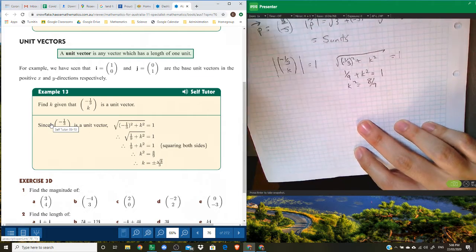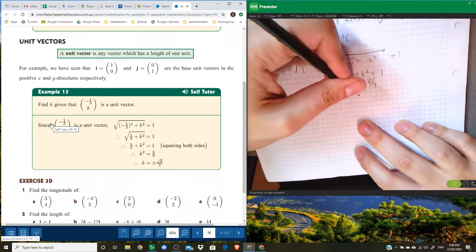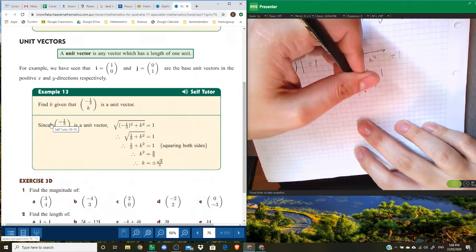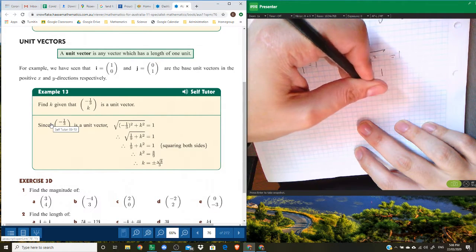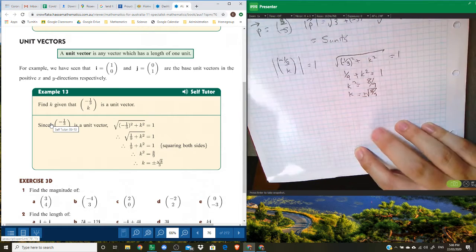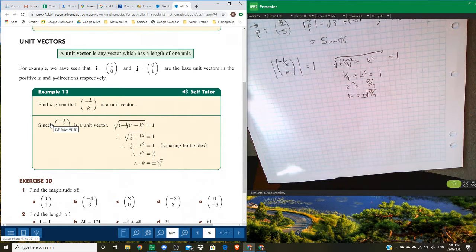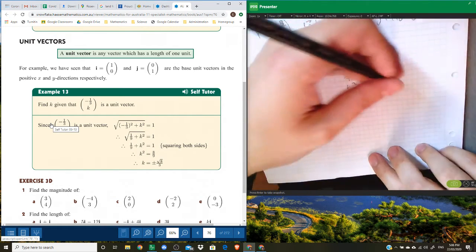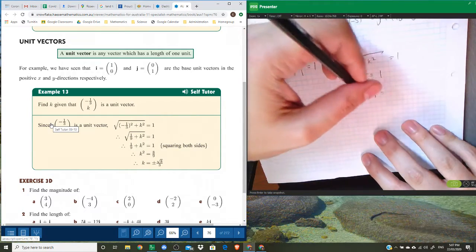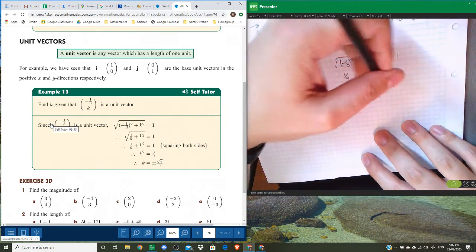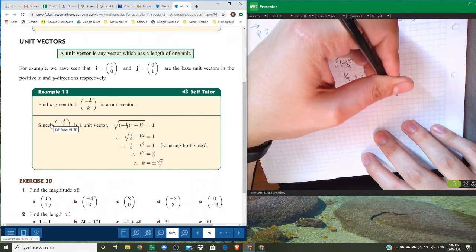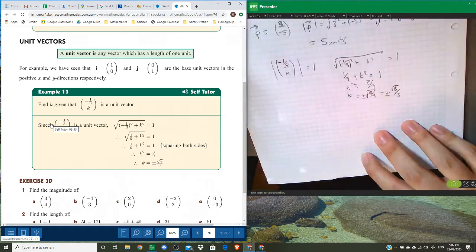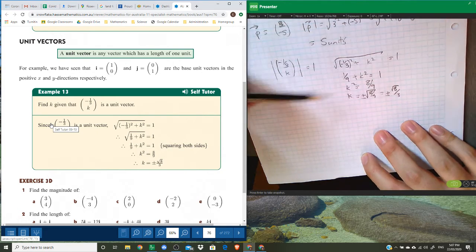Now k, you've actually got two options. If we take the square root, there's plus or minus the square root of 8/9. So there's two directions for that. You can break up the square root into the numerator and denominator. The square root of 8 is the square root of 8, and then the square root of 9 is 3. So the k could go up or down, it will still have the same length.